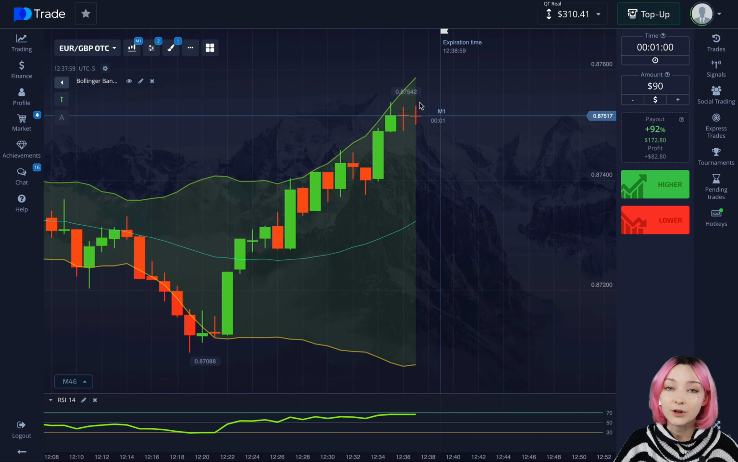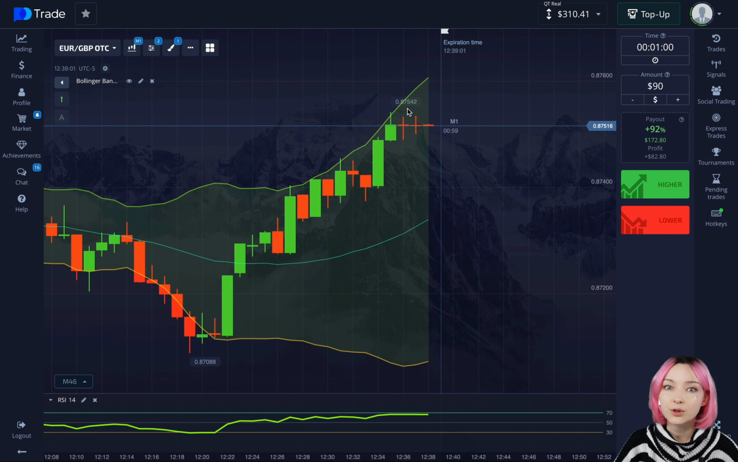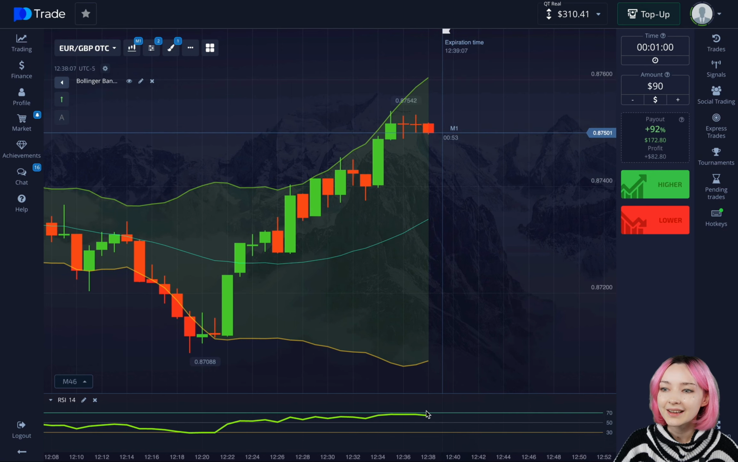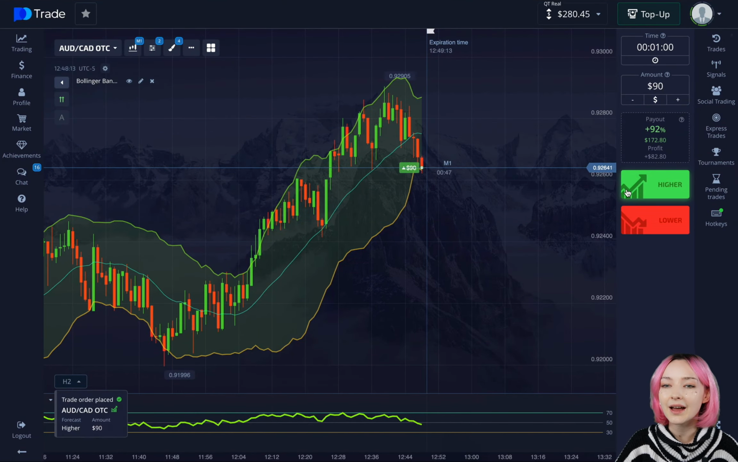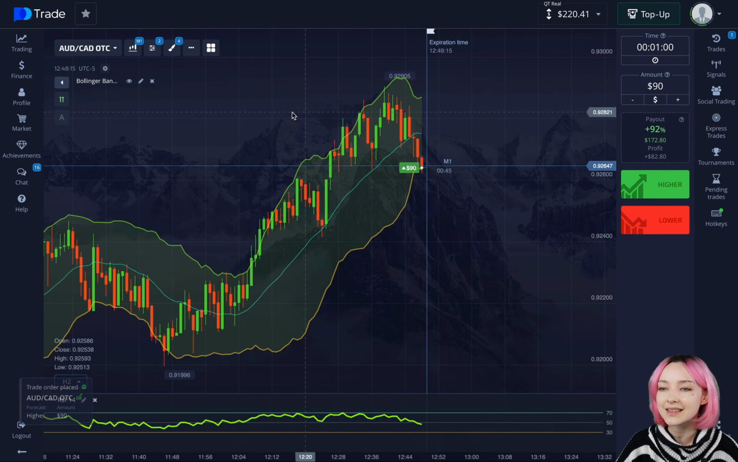Undoubtedly, the chart will reverse at some point, but only when the price forms a certain reversing pattern, and only when RSI starts falling will I consider making a downward deal. However, it's quite risky to do so in this situation. I hope it's clear. So here we have a chance to make a nice 1-minute deal.